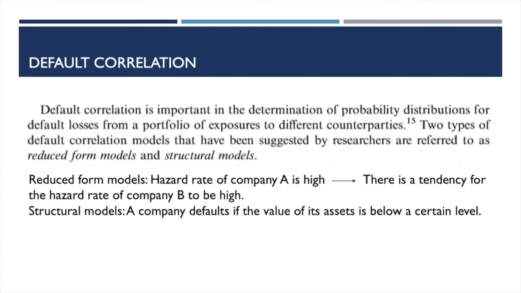The other one, the structural models, are based on a model similar to Merton's model. A company defaults when the value of its assets is below a certain level. Default correlation between companies A and B is introduced into the model by assuming that the stochastic process followed by the assets of company A is correlated with the stochastic process followed by the assets of company B. Structural models have the advantage over reduced form models that the correlation can be made as high as desired, and their main disadvantage is that they are liable to be computationally quite slow.